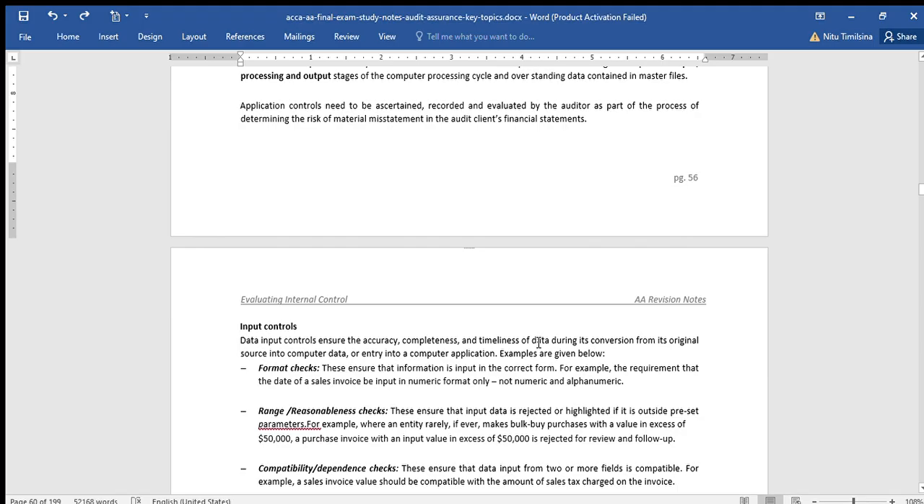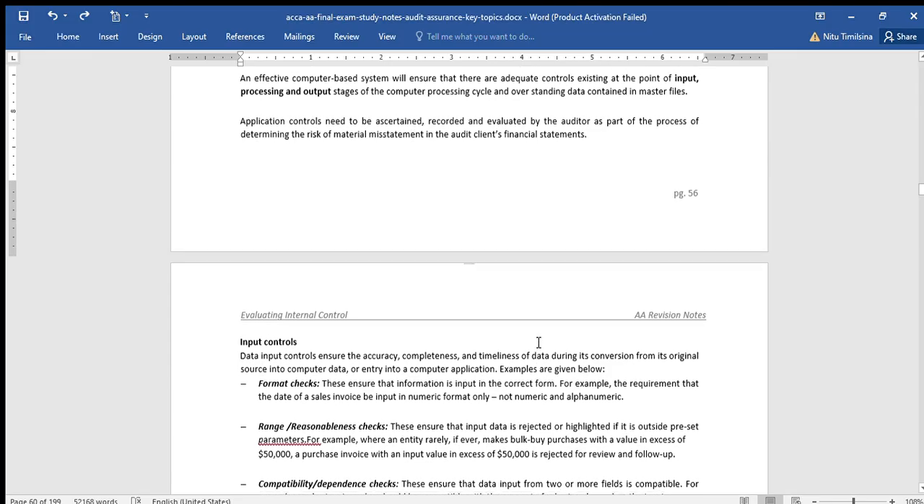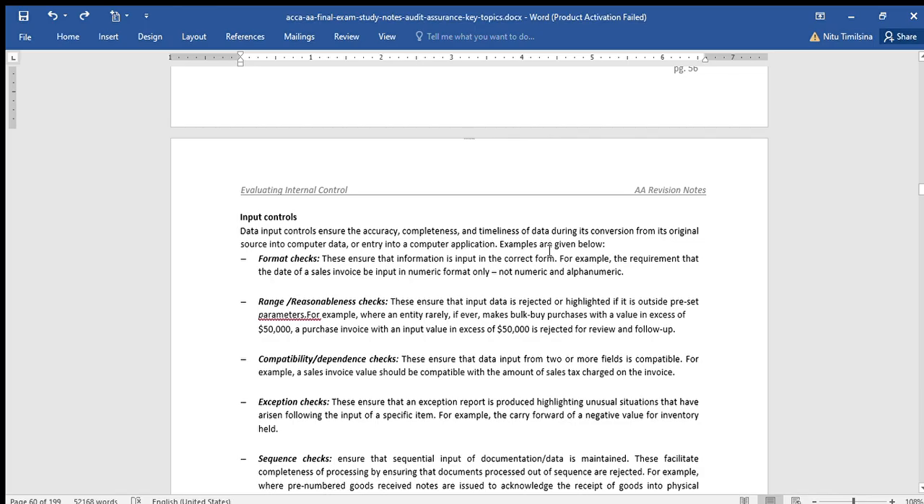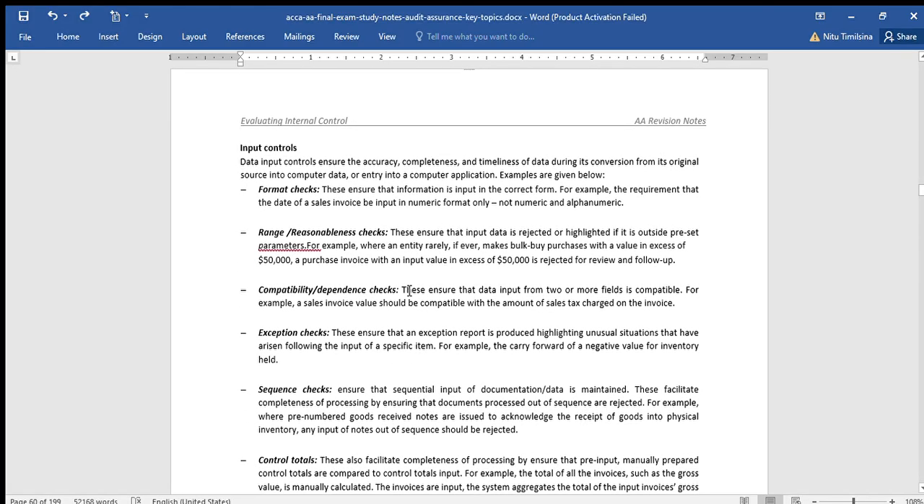Let's go to input control. Data input control ensures the accuracy, completeness and timeliness of data during its conversion from its original source into a computer application. Examples are format checks. This ensures that information is input in the correct form. For example, the requirement that the date of the sale invoice be input in numerical format only, not alphanumeric.